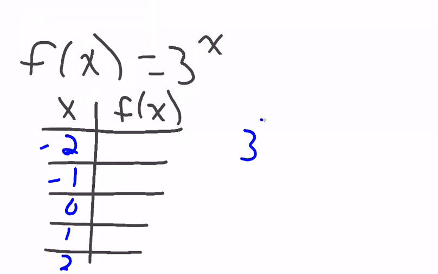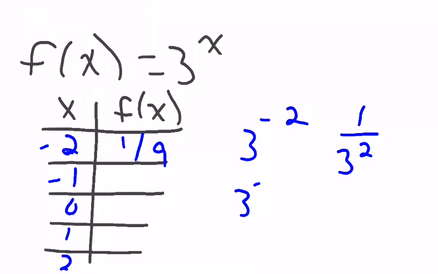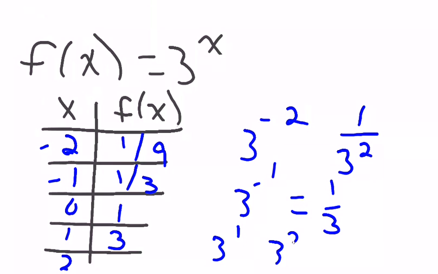So this is 3 to the negative 2 power. Now remember, with negative exponents, that's really 1 over 3 squared. And 3 squared is 9, so this is 1/9. Plugging in negative 1, 3 to the negative 1 is 1 over 3 to the first power, or 1/3. If I plug in 0, anything to the 0 power is 1. Then I plug in 1. 3 to the first power is 3, and 3 squared is 9.